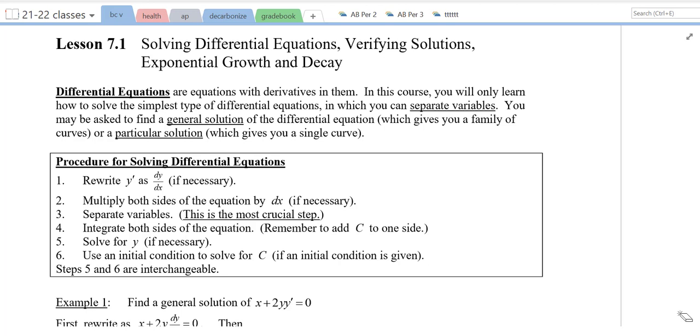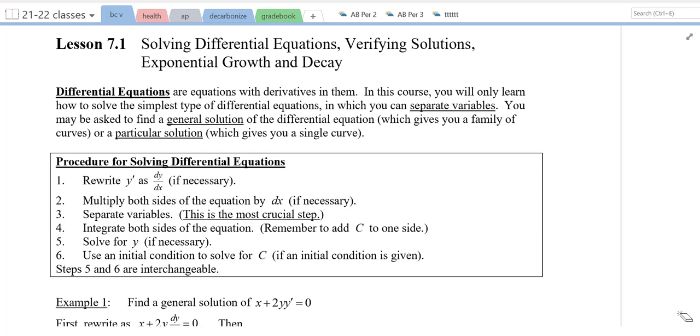Differential equations. You've seen these before, because really they're just equations with derivatives in them. Now, in this course, however, you're only going to be using or solving the simplest type of these differential equations. And the idea behind it is you've got to separate the variables. There's actually a whole different branch of math called differential equations. When you get to university, you can spend, I guess, your whole degree looking at this stuff if you wanted to. Now, the idea is you're given a derivative and you're trying to find the original function.